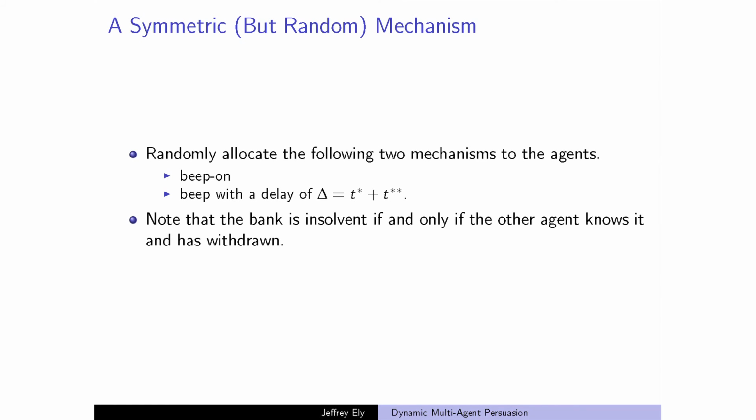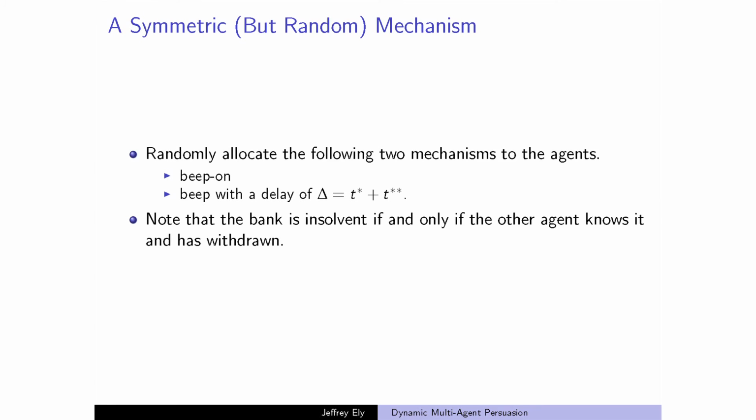Okay, so 2 agents. I'm going to randomly decide which agent gets one of the following 2 mechanisms. I'm going to randomly allocate the following 2 mechanisms to the 2 agents. One is just beep on. That means the agent is informed immediately when the bank becomes insolvent. Okay. The second one is a delay, but the delay is going to be of length t star plus t double star. Okay. And I'm not going to tell the agents which one is which. Okay, so each agent knows that with probability half they're facing this mechanism, with probability half they're facing this mechanism.